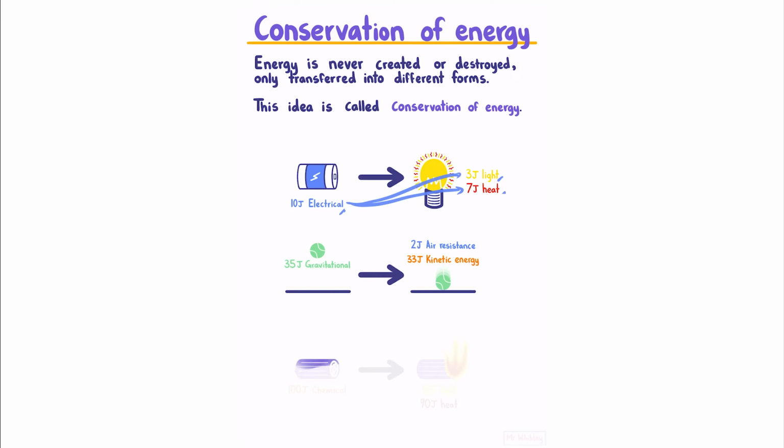Finally, if we had a wood log with 100 joules of chemical energy, upon being burned, we might have 10 joules of that used as light and 90 joules as heat. Let's now go through an example.